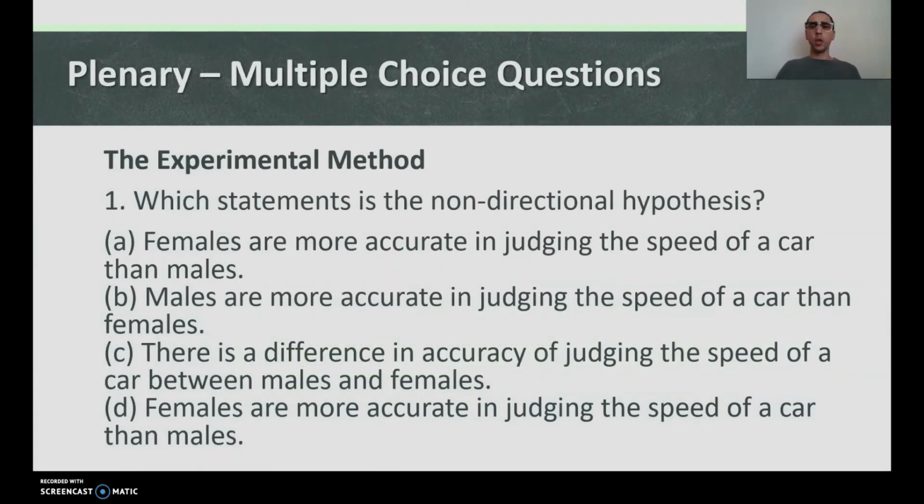Last bit now. Question number 1. Which statement is the non-directional hypothesis? Is it A, females are more accurate in judging the speed of a car than males? B, females are more accurate in judging the speed of a car than females? C, there is a difference in accuracy of judging the speed of a car between males and females? Or D, females are more accurate in judging the speed of a car than males? What's the one that doesn't say more? So it's going to be, what do you reckon? C, there is a difference in accuracy of judging the speed of car between males and females.